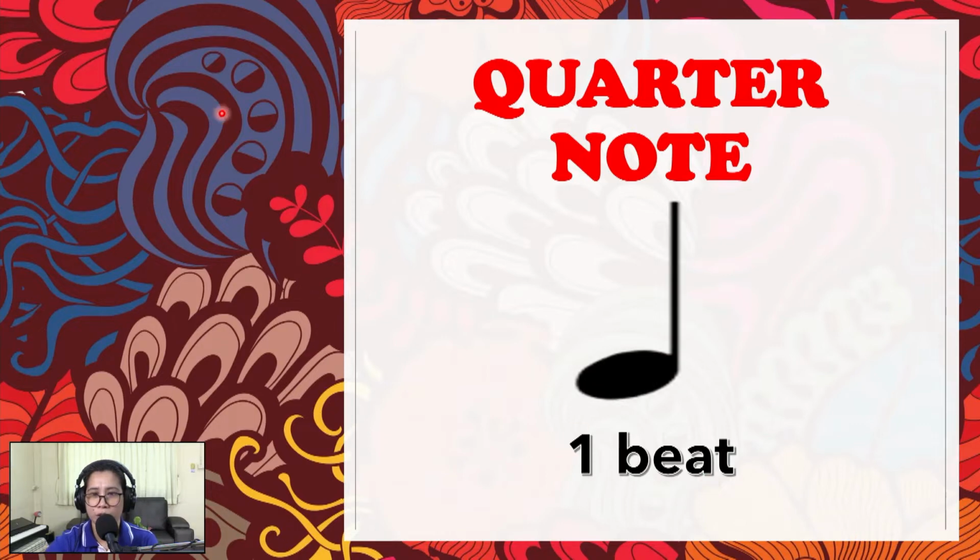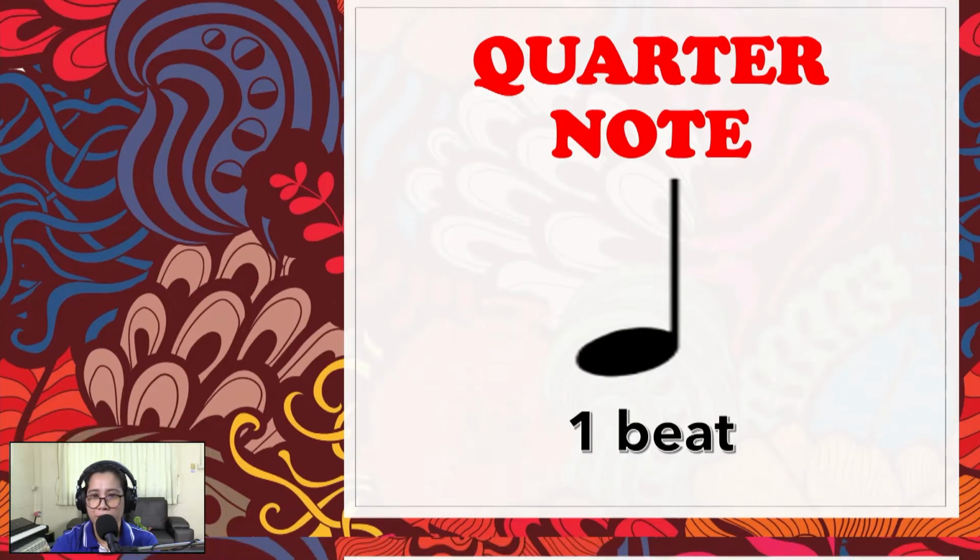The quarter note. We will spell the word Q-U-A-R-T-E-R, quarter, note, N-O-T-E. It has a note head and a stem, but this one is colored black, a blackened note head. And it has one beat. A quarter note gets one beat.